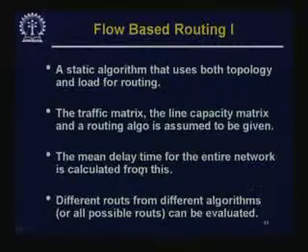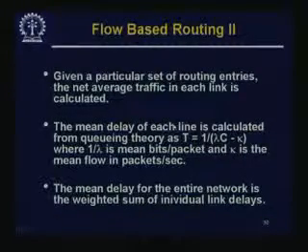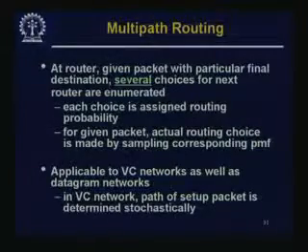Flow based routing, a static algorithm that uses both topology and load for routing the traffic matrix and the line capacity matrix, and a routing algorithm is assumed to be given. So, we are not going into the details of any of these. Flow based routing, we will come to that later on when we do MPLS. Given a particular set of routing entries, the net average traffic in each link is calculated. So, you can sort of try to do some traffic optimization through this.